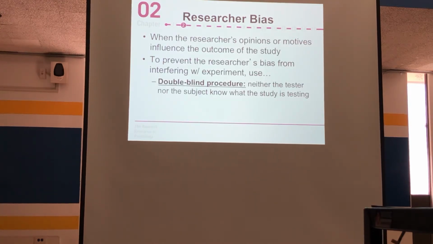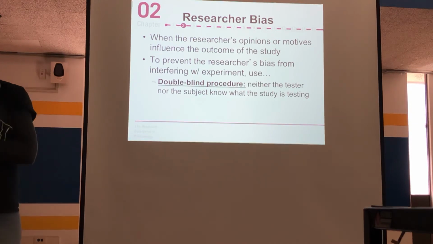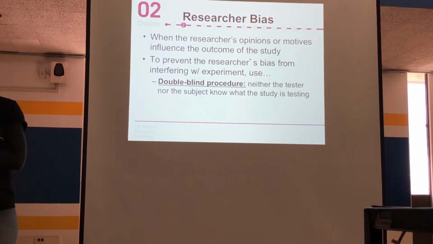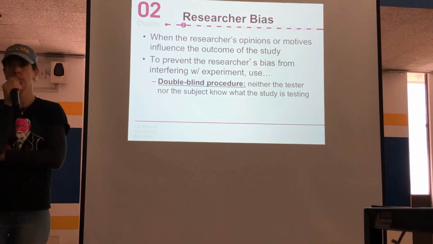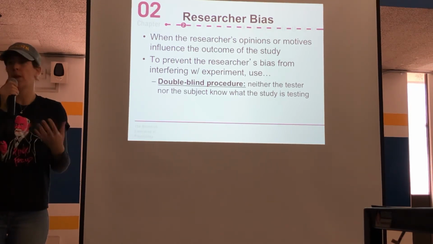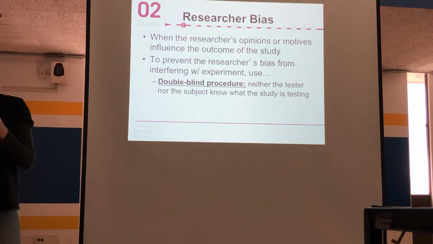Okay. Researcher bias, also known as experimenter bias. Why does it happen? Because the researchers, probably not on purpose, project their opinions on people, and so they might unintentionally influence the subject. So to avoid this, what do we do? Double-blind procedure.